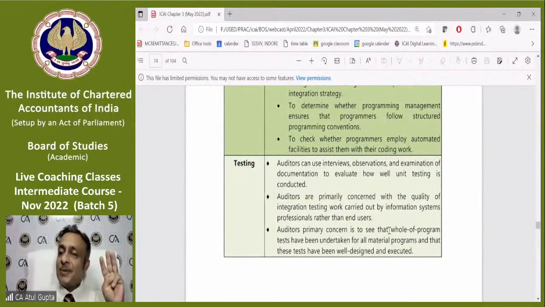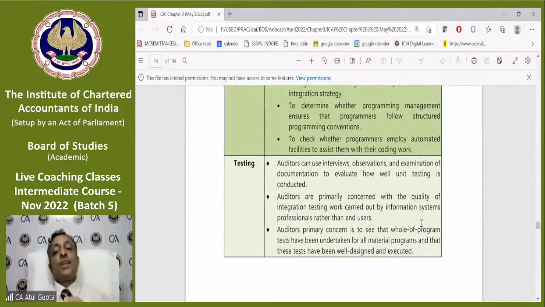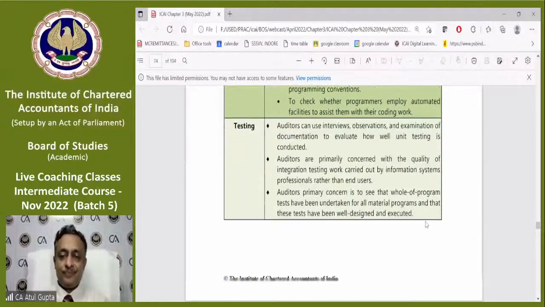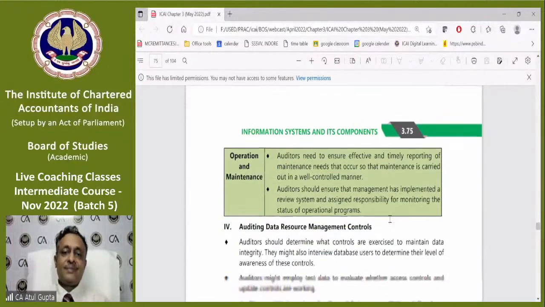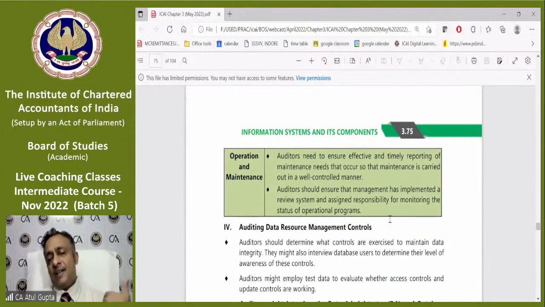Three types of testing we talked about: unit testing, integration testing, and whole of program testing. So what is the auditor going to see? Whether these tests have been done, whether the results have been documented, whether errors found in testing have been properly rectified or not. That is an opportunity in testing. Testing is a separate opportunity that you can provide to software developers. And last is operations management. After implementation, whether the program is being used properly or not. That is programming management controls.